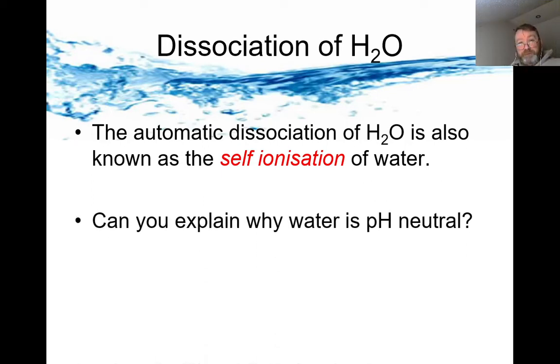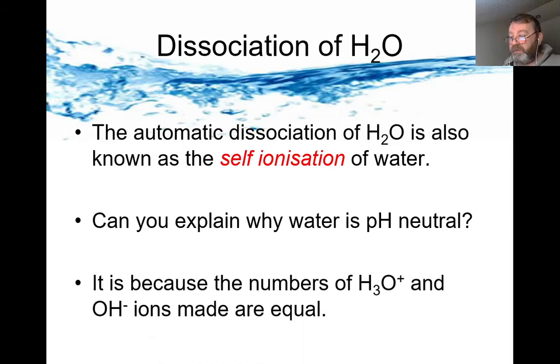And I'm asking a question here just to make sure you were listening earlier on. Can we explain why water is pH neutral? And the answer is yes. Because if water dissociates into its ions, the ions are H plus and OH minus. That means an equal number of both are being formed. And they'll simply cancel one another in order to give you pH neutral.